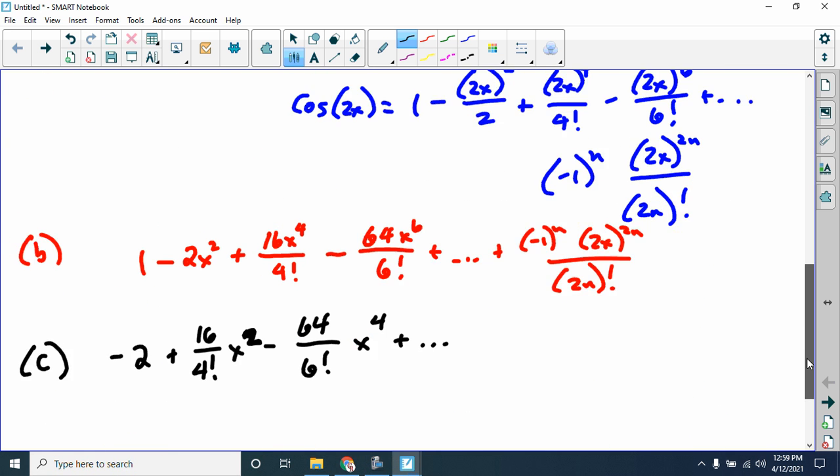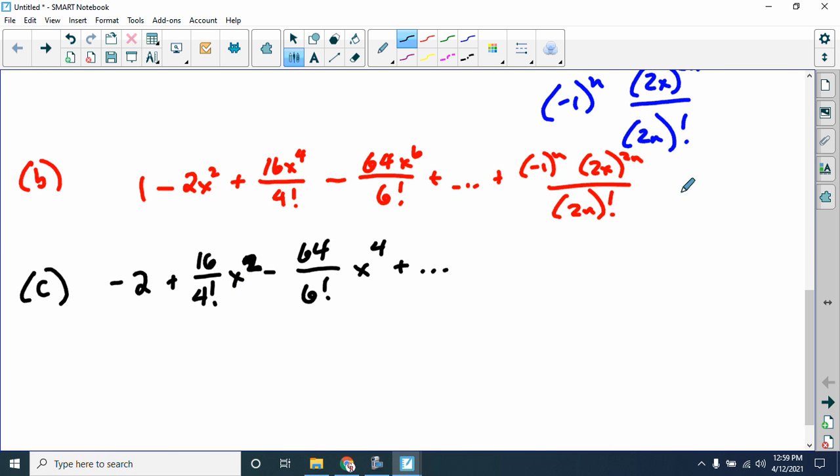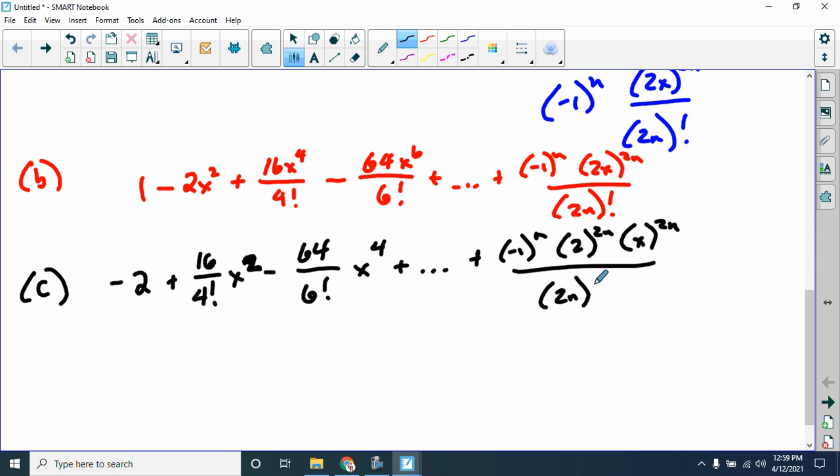And then we need the general term. I am dividing by x squared. So if I take this term and I divide by x squared, I'm going to split this part up a little bit. So I've still got negative 1 to the n. This is the same as 2 to the 2n times x to the 2n. I am dividing by x squared. So if I divide by x squared, you can either put an x squared on the bottom, and then when I divide, I subtract exponents. So x is going to have an exponent of 2n minus 2.